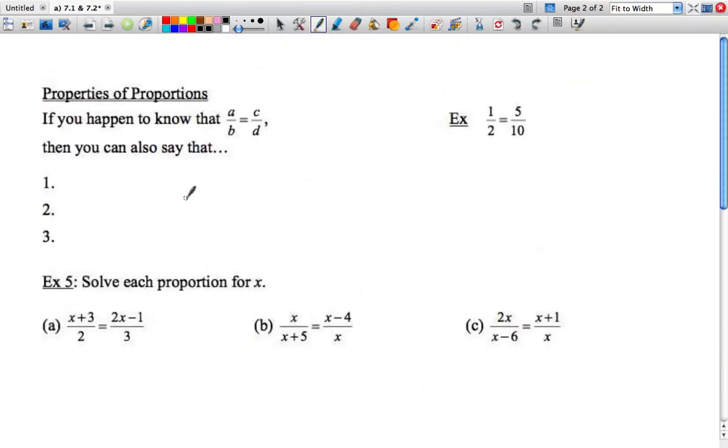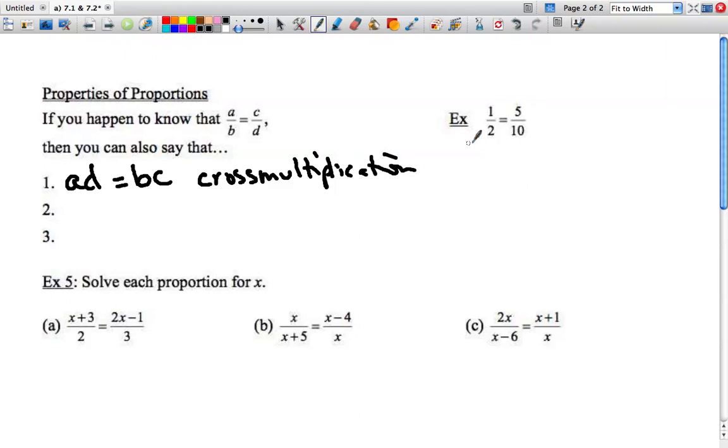Properties of proportions. If you know that a over b equals c over d, and here's an example, 1/2 equals 5 over 10, you can also say that a times d, which we just talked about, which is cross multiplication, equals b times c. That's called cross multiplication. Let's make sure it works for this problem. 1 times 10 is 10, equals 5 times 2 is 10. Well, that certainly works nicely.